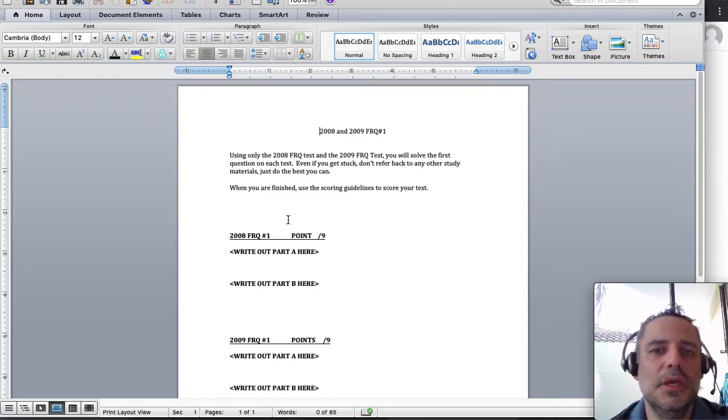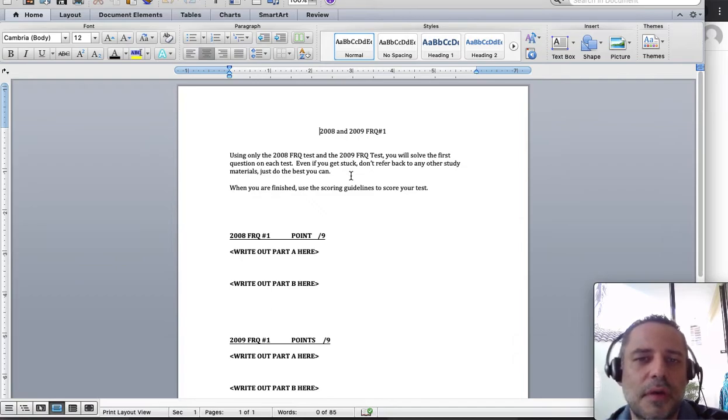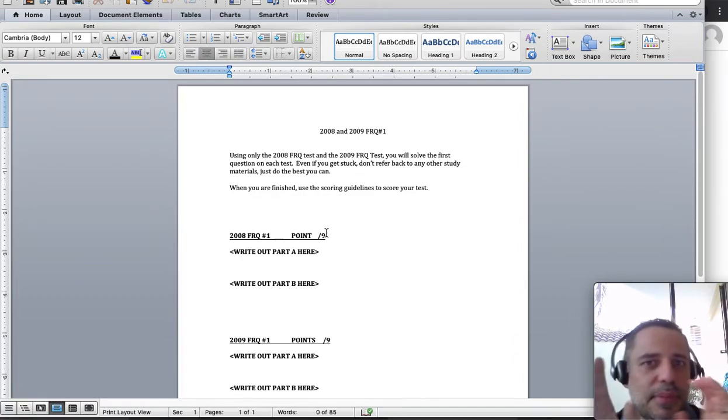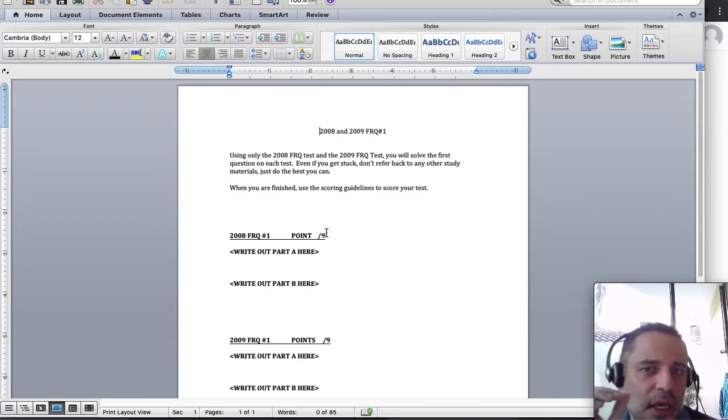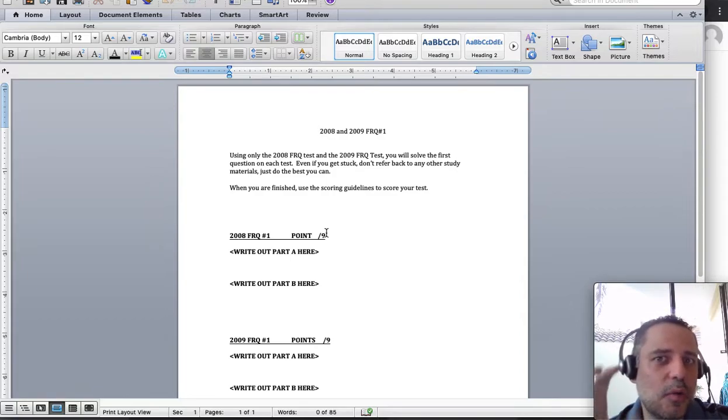But using only the 2008 FRQ and the 2009 FRQ test, they're going to solve both of these. You're just going to open those 2 links. No solutions, no nothing. It's been a day since they've seen either one of these, and they're going to see how they do. So they're going to write out part A, write out part B for both of those. This will be the 4th time they've seen the same question. And what this actually does is it keeps that question fresh in their mind.